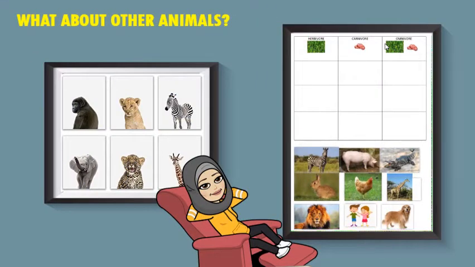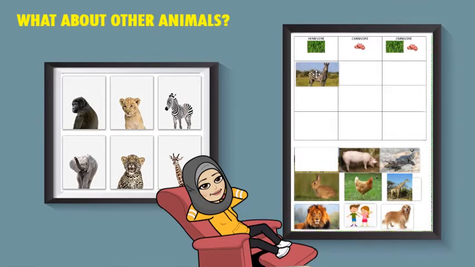Let's classify together 9 different animals in the convenient group. We have 3 groups: herbivores, animals that feed on plants only; carnivores, which feed on meat only; and omnivores, which feed on both plants and animals. What about zebras? What do zebras feed on? Zebras feed on plants only. They are not meat eaters. So, zebras are herbivores.